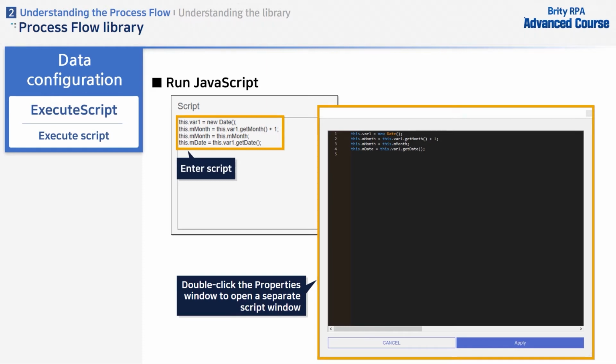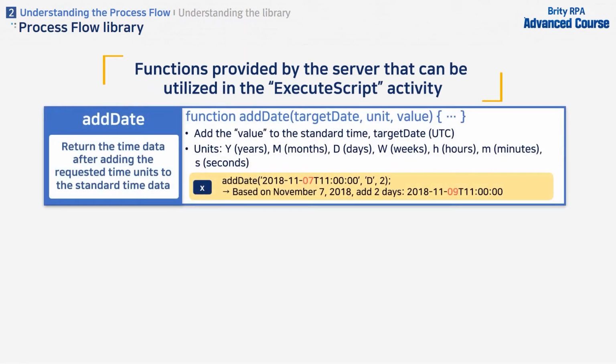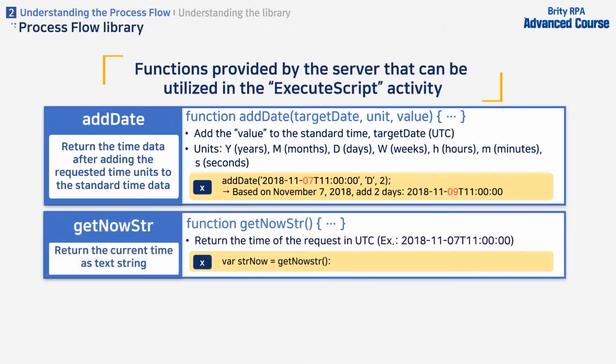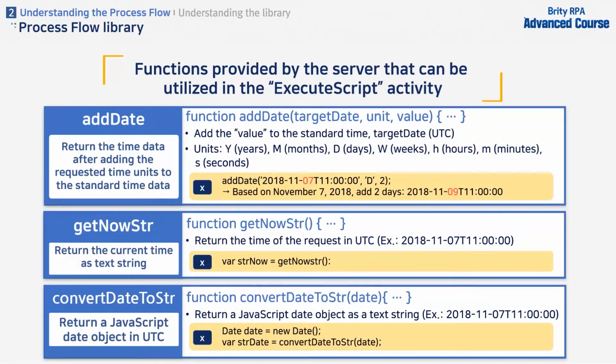Functions provided by the server which can be directly utilized within the execute script activity include the addDate function, which returns the time data after adding the requested time units to the standard time data, the getNowStr function, which returns the current time as a text string, and the convertDateToStr function, which returns a JavaScript date object in a text string.